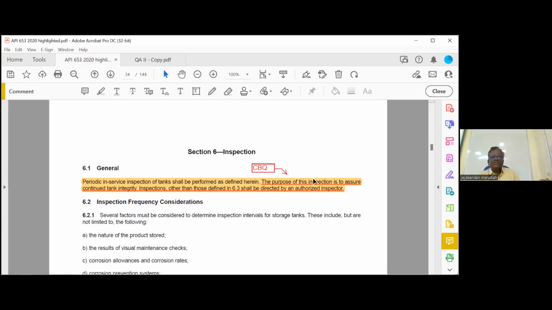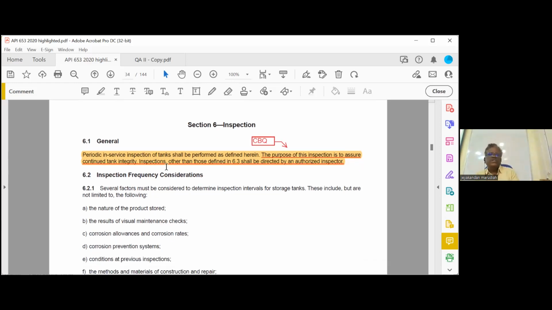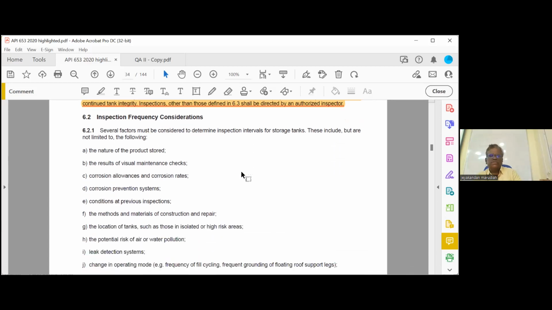So please take the code book. The purpose of this inspection is to assure the continued tank integrity. Inspection other than defined shall be directed by the authorized inspector. Closed book question: the purpose of this inspection is to assure the tank integrity. That line.